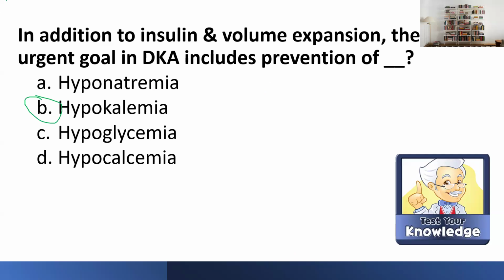Okay, so notice it says, in addition to insulin and volume expansion, the insulin is for the hyperglycemia, right? The most urgent goal in DKA includes prevention of hypokalemia. The levels of the other electrolytes like A, C, and D are going to be considered true. But if the serum potassium is not monitored and replaced as needed, the patient may develop life-threatening arrhythmias. And that is why letter B is the correct answer.